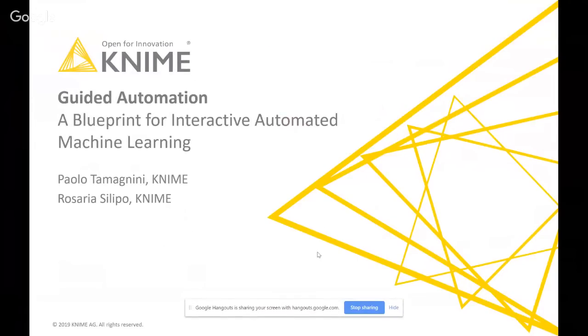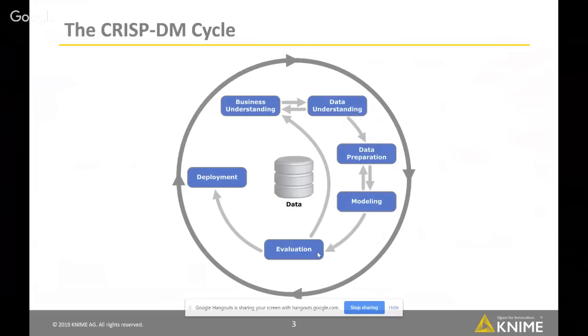Okay, so here we start. I would like to start from a quite popular diagram when we think about making machine learning models. This is the cross-industry standardized process for data mining. Some of you might know this diagram. Basically, when you make a machine learning model, you go through these steps.